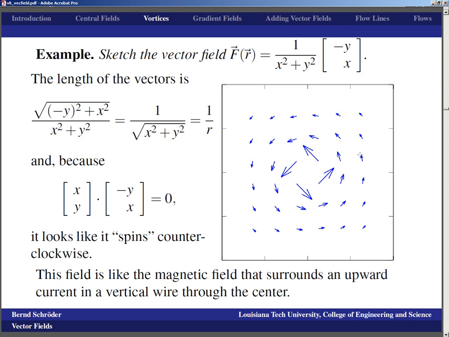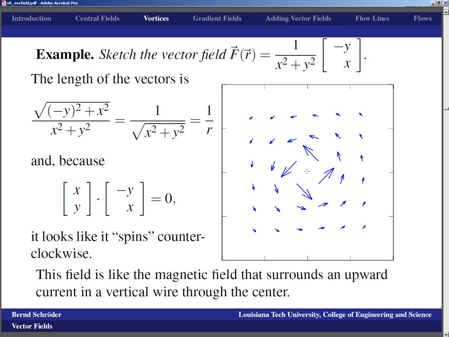Interestingly enough, this is actually not necessarily a vortex in a flow. We're also going to talk about that. This is like the magnetic field that surrounds an upward current in a vertical wire through the center, because the magnetic field in an upward current in a vertical wire through the center is something that is circular around the wire, and its direction is determined by a right-hand rule, where if the current goes upward, then the right-hand rule dictates that it spins counterclockwise. We're going to see that right-hand rule in a future panel, actually.